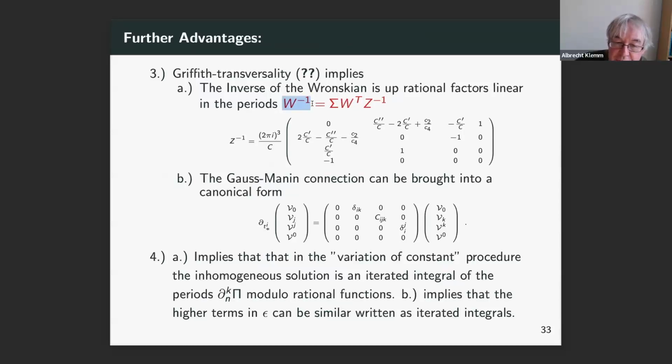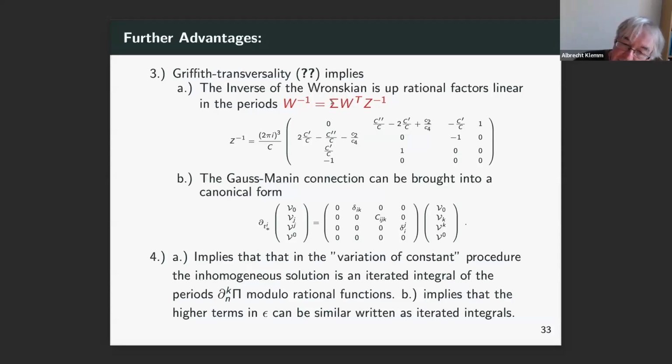If you want to calculate the inverse of the Wronskian, remember, the Wronskian is our periods and derivatives of the periods. Why do we want to calculate the inverse of the Wronskian? Because we have to solve an inhomogeneous differential equation. If you solve an inhomogeneous differential equation, you have learned in the first semester that you can do this by the variation of constant principle, and for that you need the inverse Wronskian. Then to calculate this special solution, you need an iterated integral over the elements of the inverse Wronskian. But one thing which is very nice and follows from Griffiths transversality is that the inverse Wronskian is a rational function.